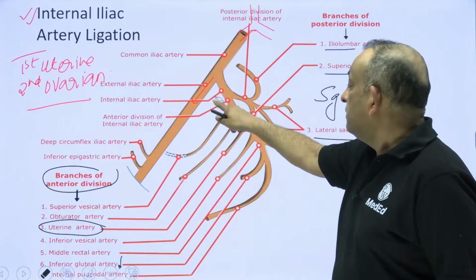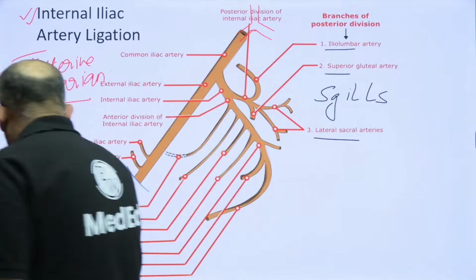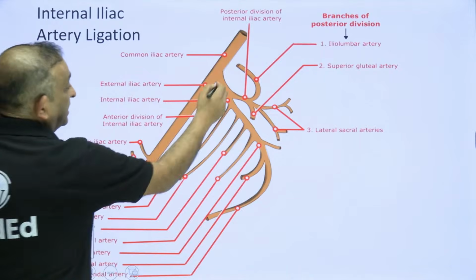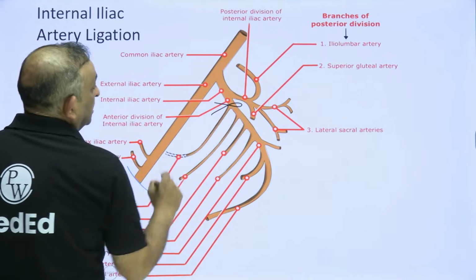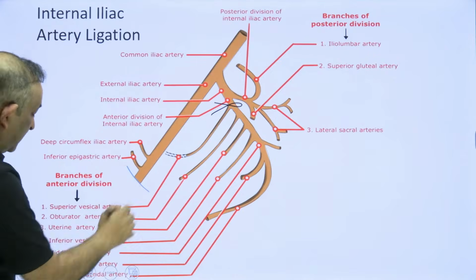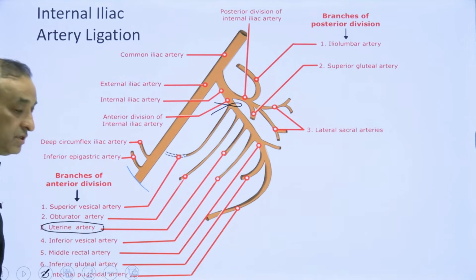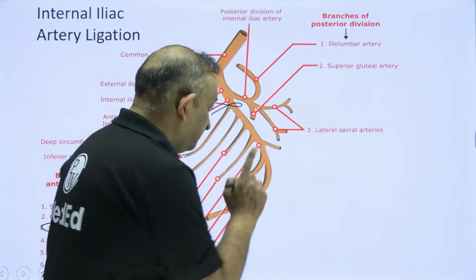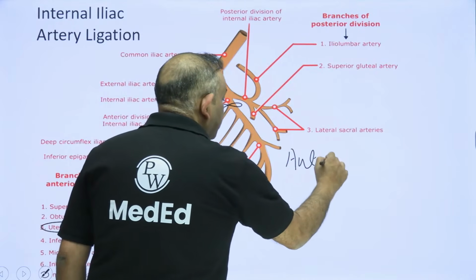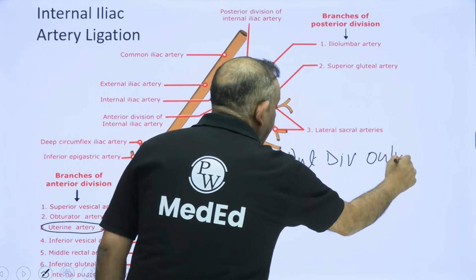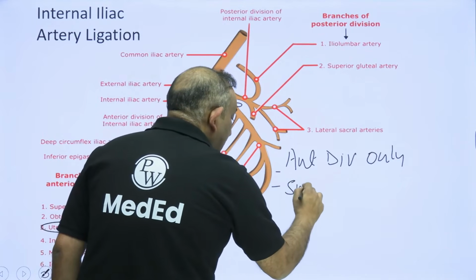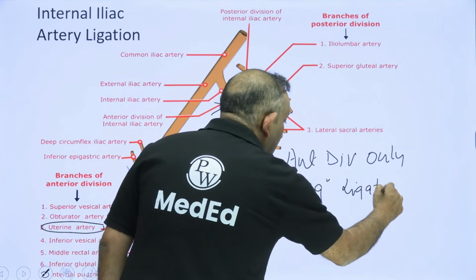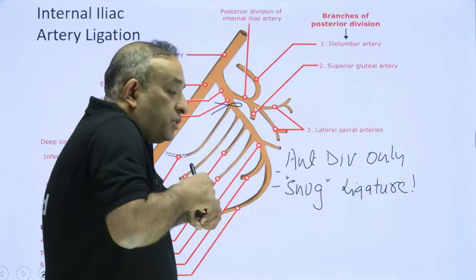So please remember, I'll take out all the clutter from this screen. The internal iliac artery is not ligated here. It is ligated in the anterior division. The posterior division is not ligated because we are trying to reduce the blood supply of the uterus. First principle, only the anterior division is ligated, and it is a snug ligature, a comfortable ligature, not a ligature which is going to squeeze the hell out of that artery.